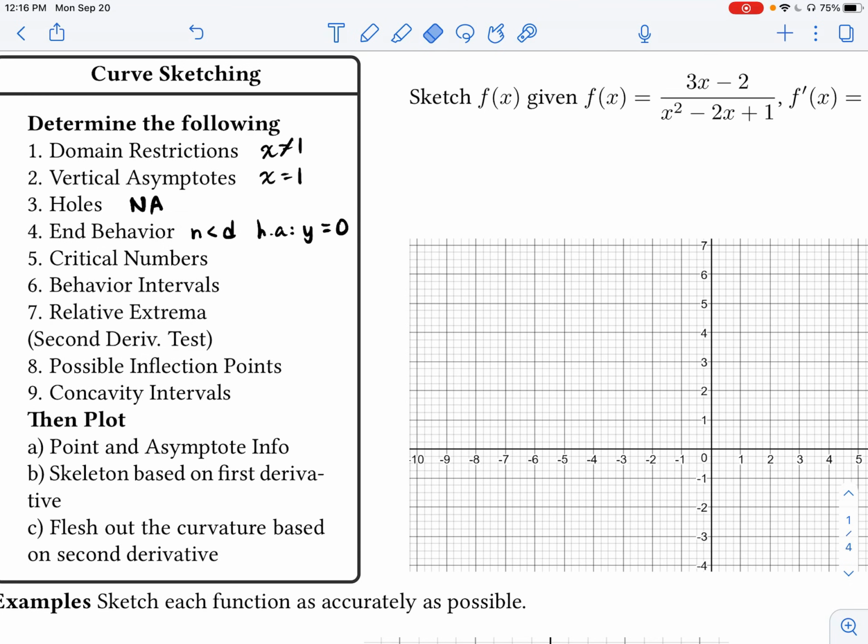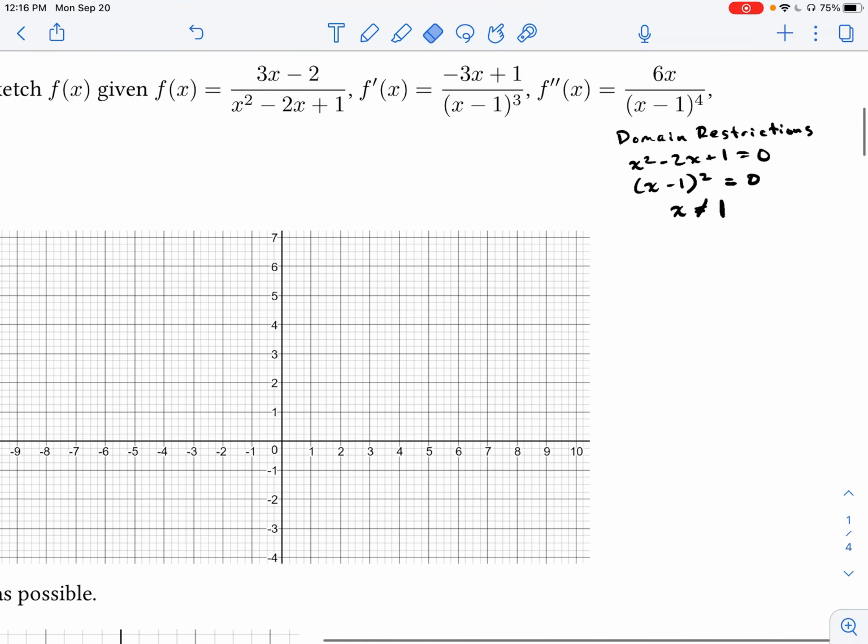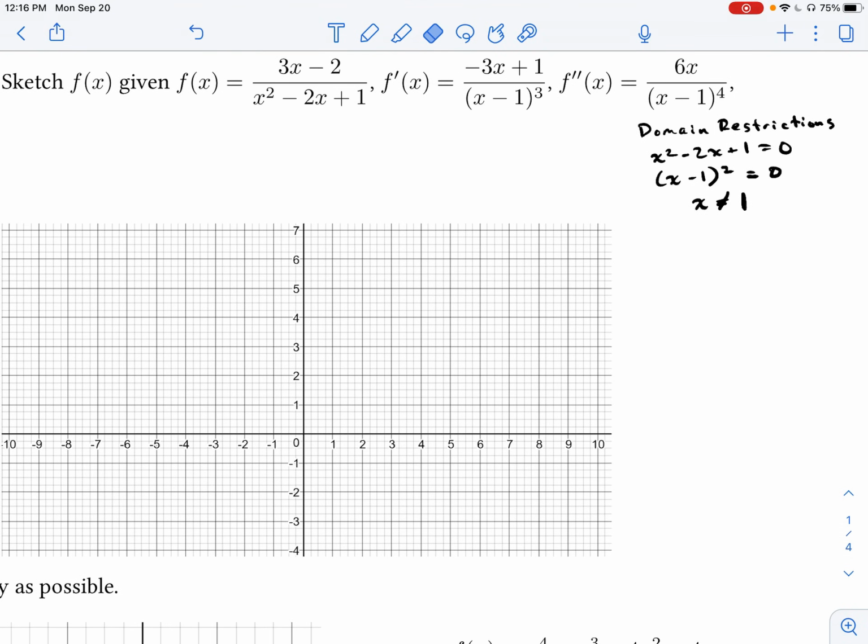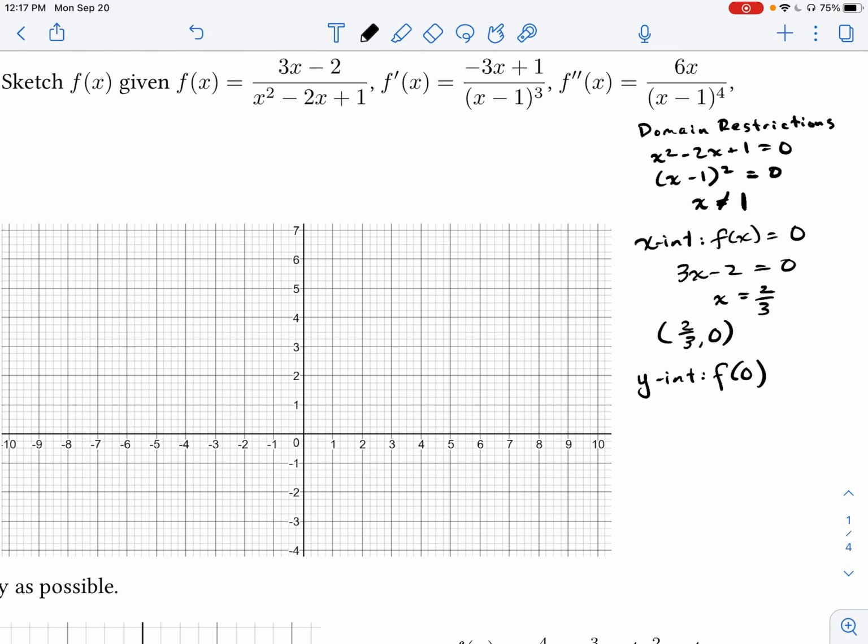All right. Before I jump to any calculus stuff, let's see if there's anything else. Were there any intercepts? For an x-intercept, I'm going to set my function equal to 0. So f of x equals 0, so 3x minus 2 equals 0. X is then equal to 2/3. So my x-intercept would be (2/3, 0). What about a y-intercept? That's when x is equal to 0. So this function evaluated at 0 would simply be negative 2 in the numerator and 1 in the denominator. So (0, negative 2) would be my y-intercept.